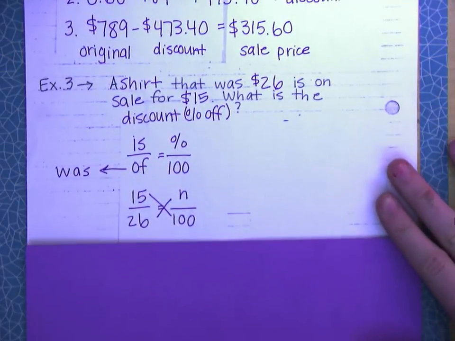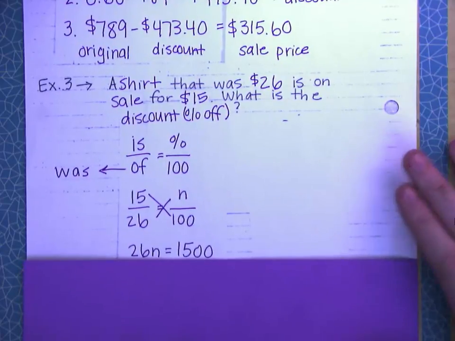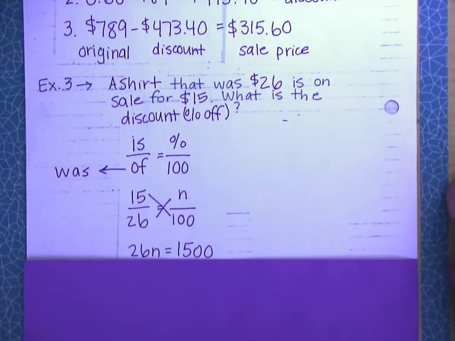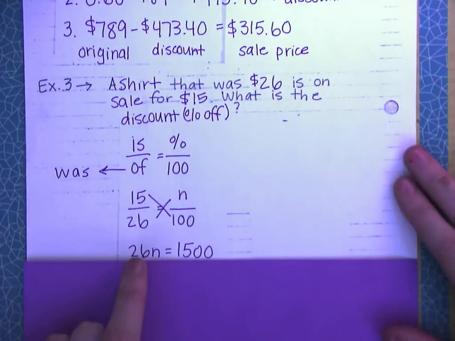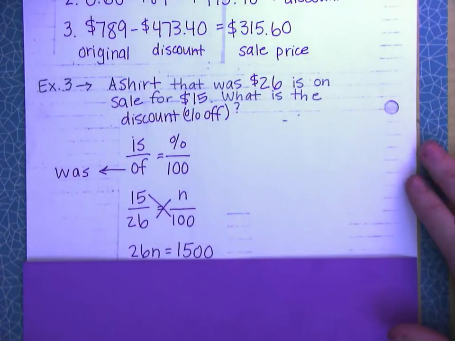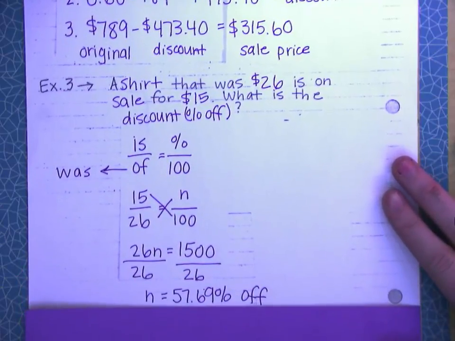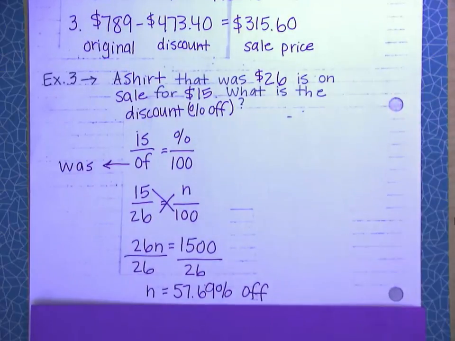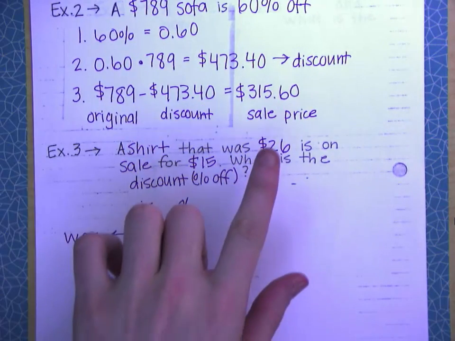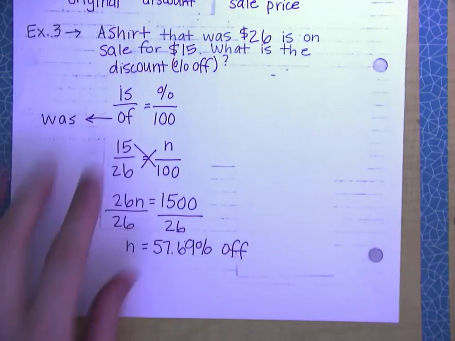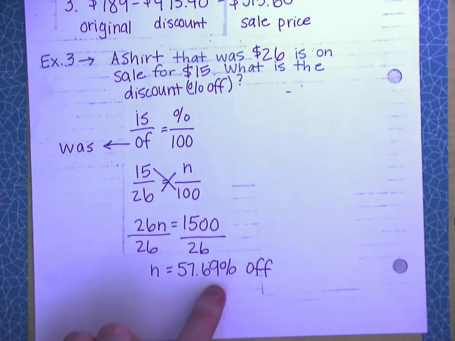You're going to cross multiply, and you'll get 26n equals 1500. Now when you divide, you've got to make sure to divide by the number that's being multiplied by n. We had a lot of people on the quiz think that you always divide by 100, and you don't do that. So if we divide both sides by 26, after we round to the nearest hundredth, we should get 57.69% off, and that would be our discount. Okay, so you will have to know not only how to find the sale price in this example, but also how to find the discount or the percent off.